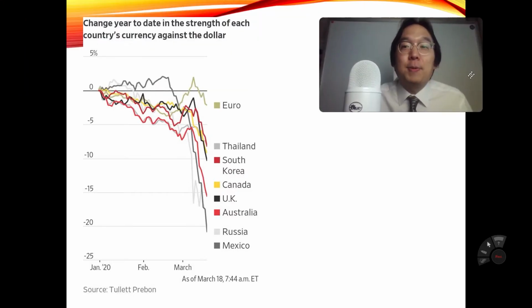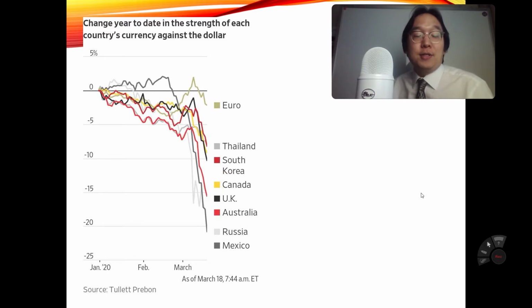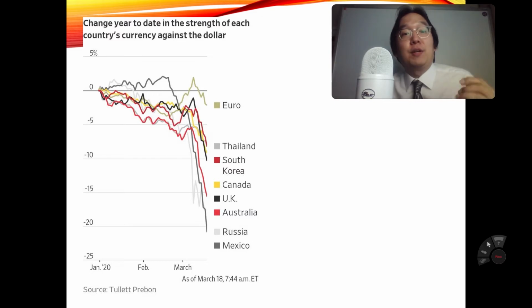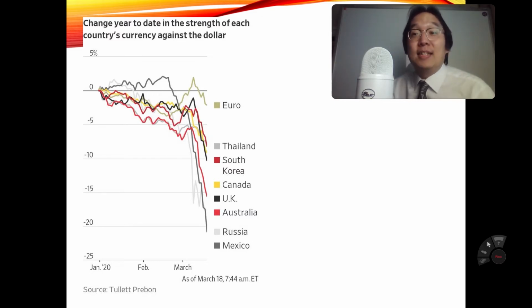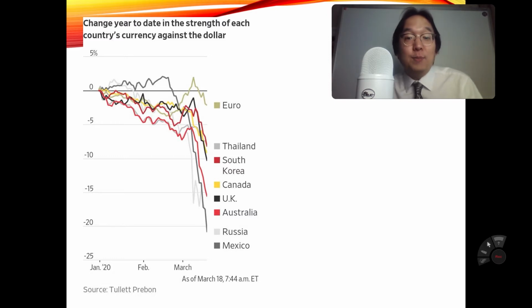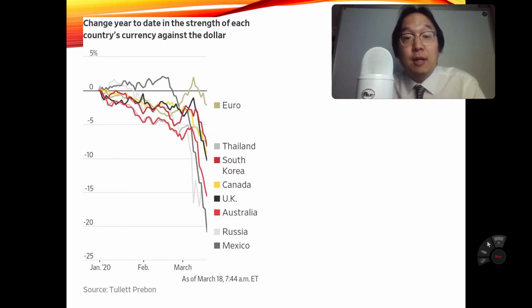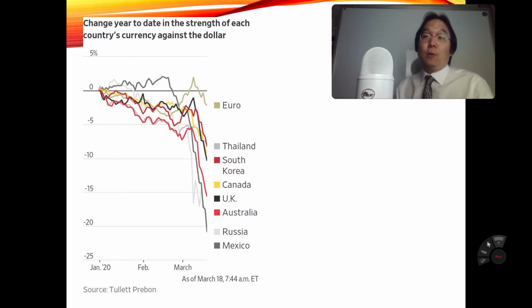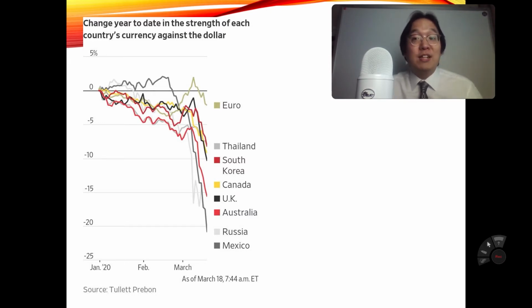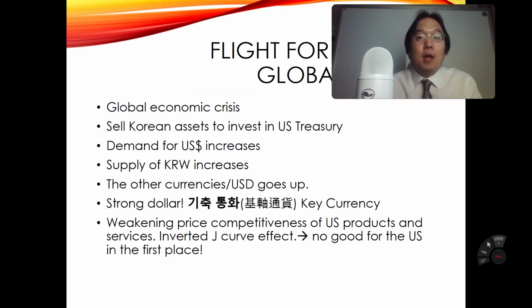I showed you this picture before, right? This is the year-to-date change in the strength of each country's currency against the dollar. So you see the Euro, Thai baht, South Korean won, Canadian dollar, UK pound, Australian dollar, Russian ruble, Mexican peso. Their value relative to the US dollar has been plunging like crazy. So what does this imply for the US dollar and the US market? Of course, there's an inverse relation. You could see the dollar's strength is skyrocketing.